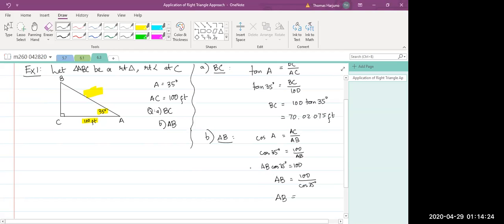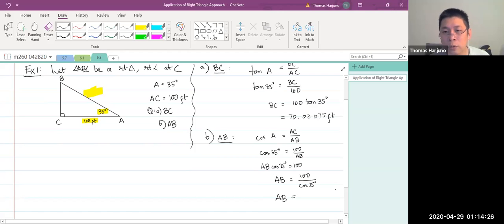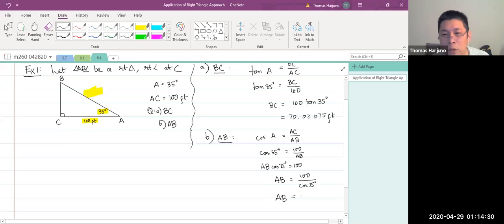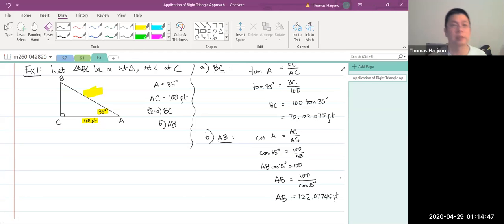122. 122. 0.07745. 122.07745 feet. Okay, that's one. And the rest of this section is basically application of those ideas.